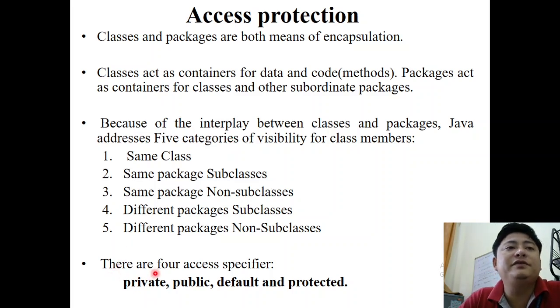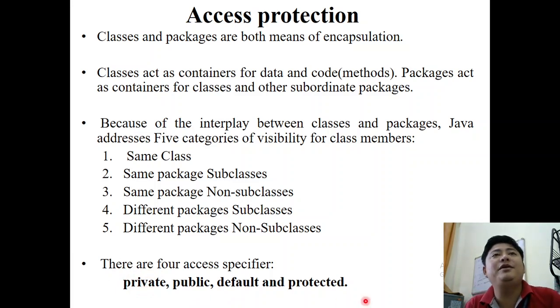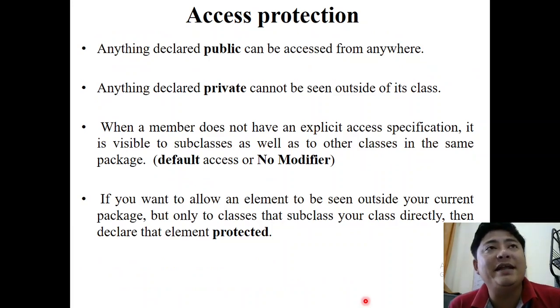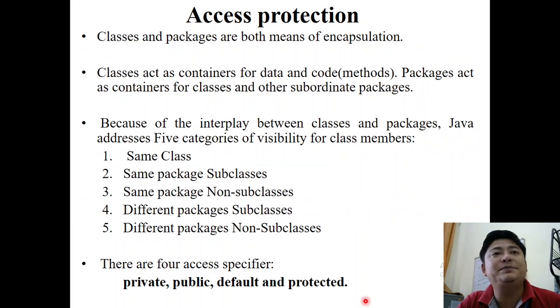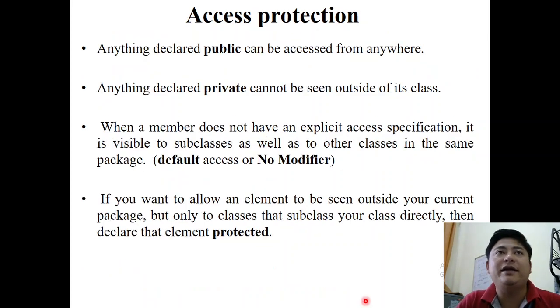Before we go about the example of each one of the scenarios, we will first try to understand what the access specifier means. There are four different kinds of access specifiers defined by Java, namely private, public, default, and protected. You can associate an access specifier to a method also, to a data member also. To make my explanation easier, I'll associate the access specifier only with the data.